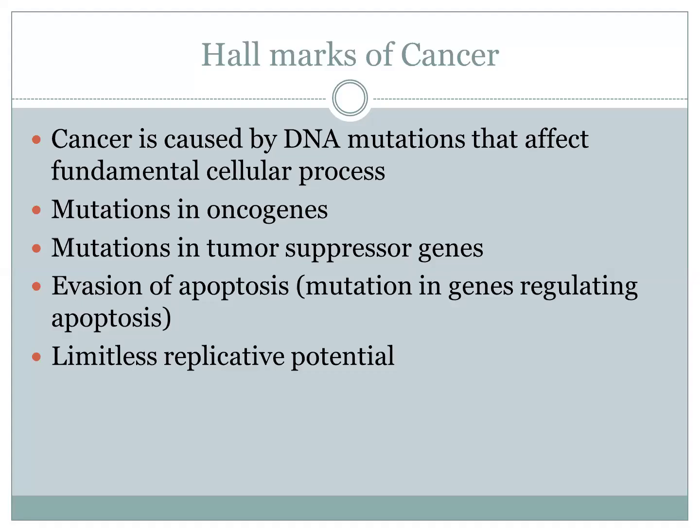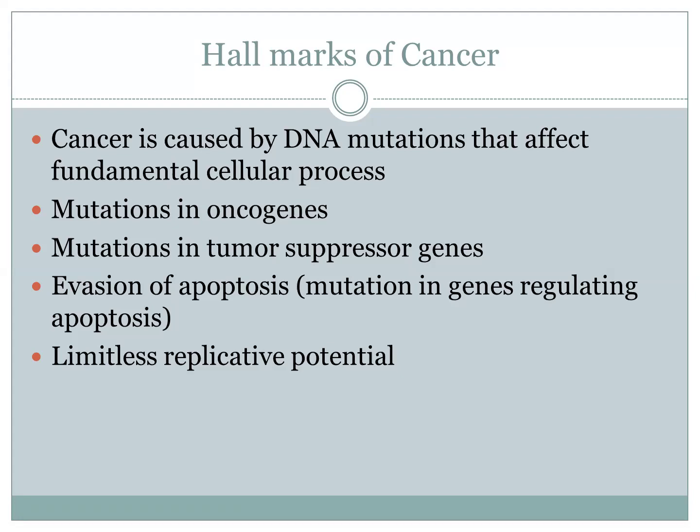Then there are certain hallmarks of cancer. So how does cancer occur? Cancer is caused by DNA mutation that affects fundamental cellular processes. There are mutations in proto-oncogenes, which convert into oncogenes responsible for cancer development. Then mutation in tumor suppressor genes. So what happens is there is DNA mutation that results in abnormal cell replication. And normally we have genes that produce enzymes that limit the ability of the cell to divide, but those also get mutated in cancer.